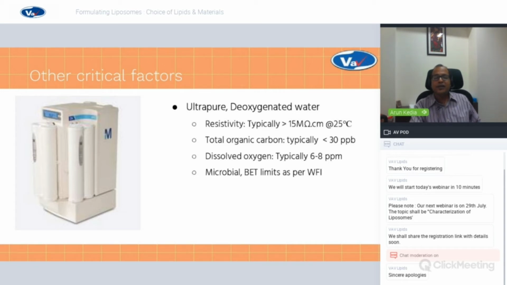So extremely high resistivity or very low conductivity, resistivity typically being in the 15 megaohms space. The total organic carbon, which is an indication of organic impurities, should be quite low. The dissolved oxygen almost absent, and then you can choose your microbial and BET limits as per water for injection, or this depends on what is the final values you need for the long-term storage. But it's a factor which we normally cannot emphasize enough: quality of water.